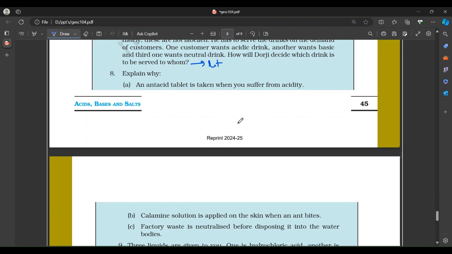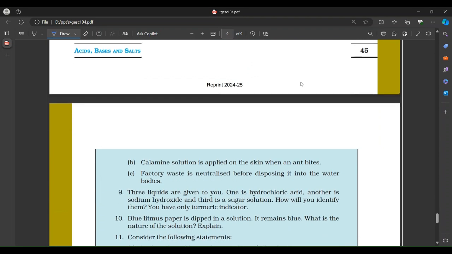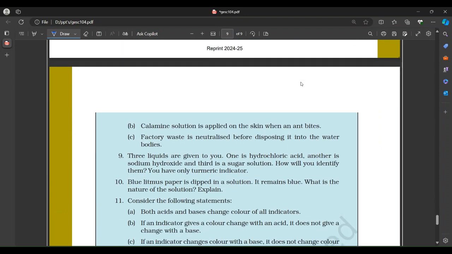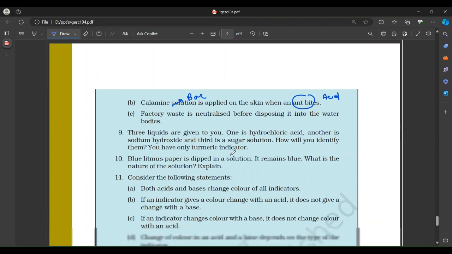Explain why an antacid tablet is taken when you suffer from acidity: to neutralize the acidity. Then, calamine solution is applied on the skin when ants bite. Ant bites release acids, and calamine solution contains a base, so we are neutralizing by using calamine solution. Now, factory waste is neutralized before disposing it into the water bodies, because we can save the life of aquatic animals.